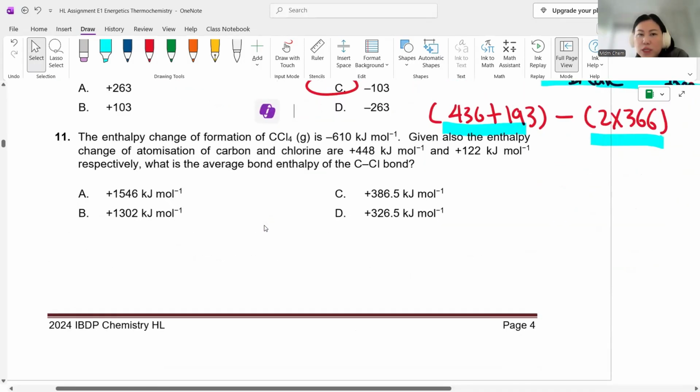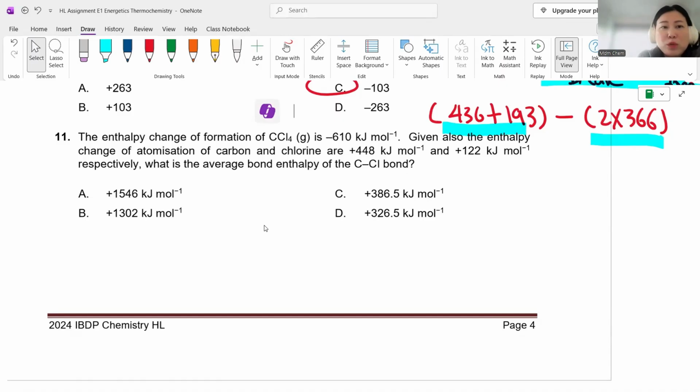Next, we are going to question 11. Enthalpy change of formation is this. Enthalpy change of atomization is this. What is the average bond energy? This is quite a difficult question, because everything is given to you in words. But if you can translate the information into equations, then you can use a manipulation method. Even if you want to draw the Hess's law method, you will also need to translate it into equations. So I'm going to translate every piece of information into an equation.